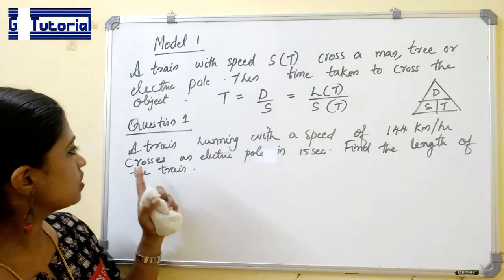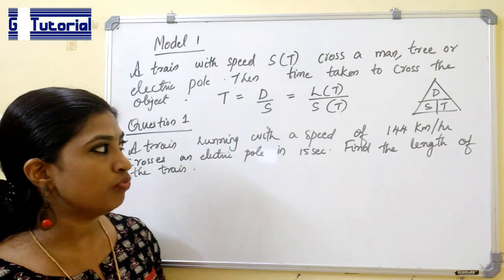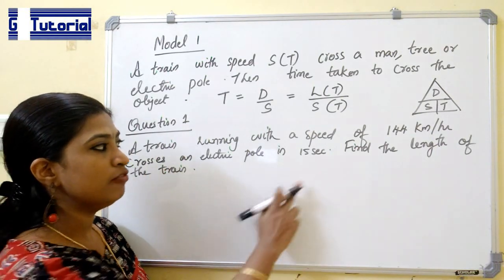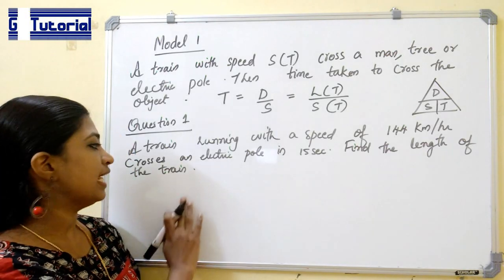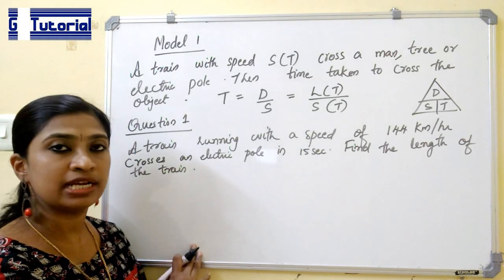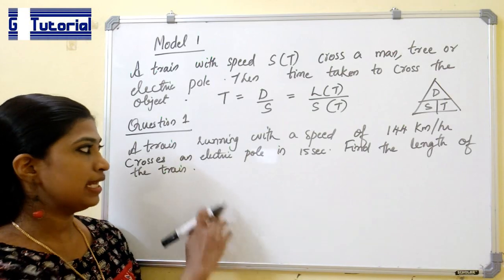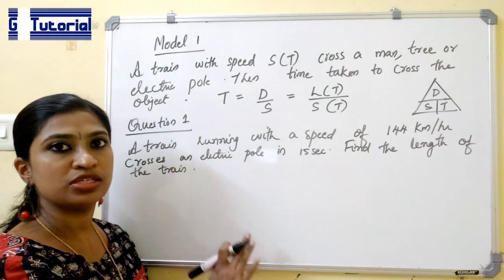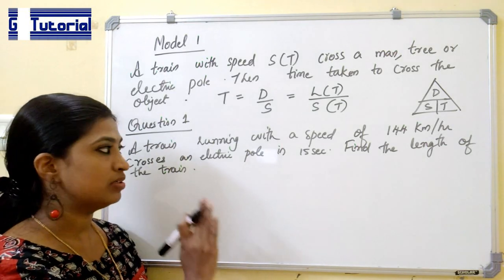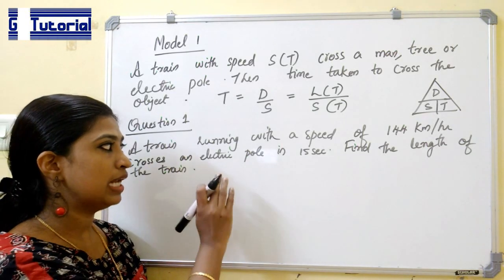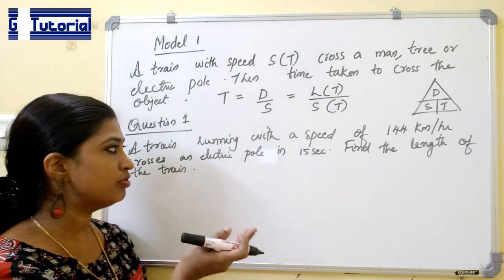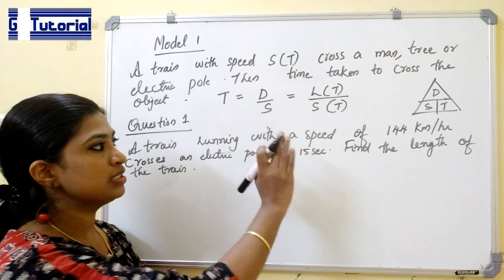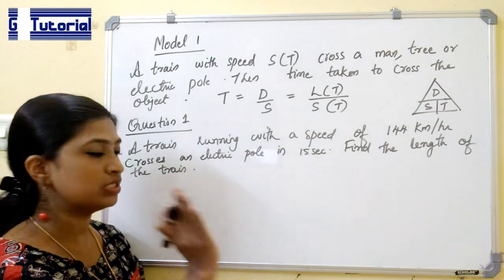So the question is, a train running with a speed of 144 km per hour crosses an electric pole in 15 seconds. Find the length of the train. So here the train is crossing an electric pole in 15 seconds. The speed of the train is also given. We are asked to find the length of the train. When the train is crossing a negligible object, we don't have to consider the speed of that object. You just need to solve using the distance formula.